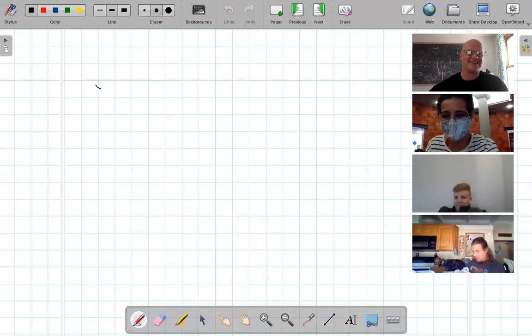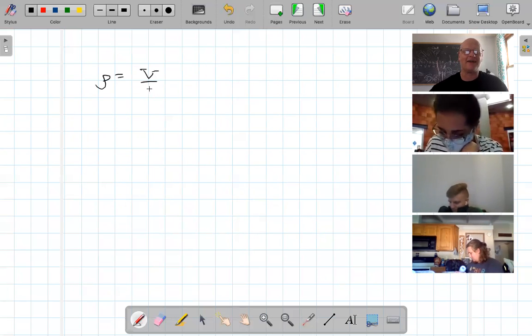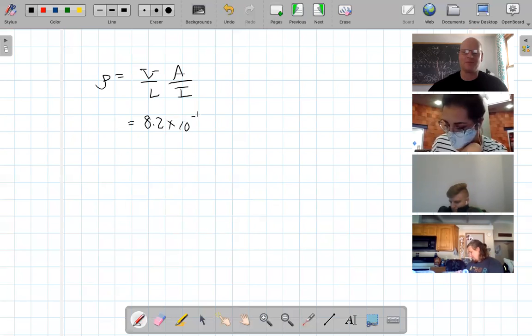So it says that the resistivity is going to be equal to the volts divided by the length, times the cross-sectional area divided by the current. Plugging in our numbers, this works out to be 8.2 times 10 to the minus 4th ohm meters. So this is our resistivity.